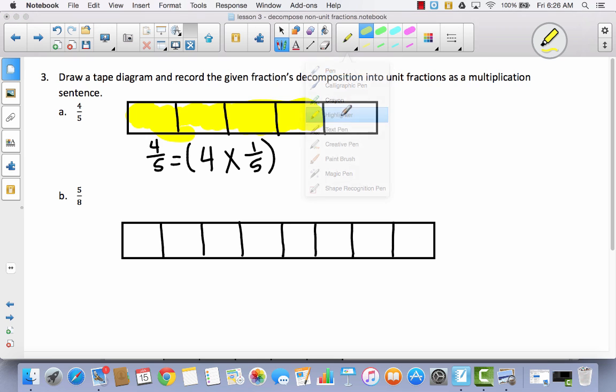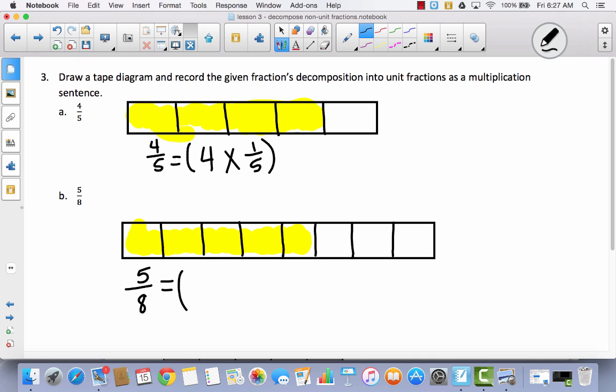Now I'm going to shade 5 to show 5 eighths. So I've got 1, 2, 3, 4, and 5. And notice how quickly I shade. I don't want to spend 10 minutes coloring tape diagrams. As long as they're nice and neat and you can read them, that's good enough. All right, so see if you can write this as a multiplication sentence. Pause the video and come back when you think you have it.